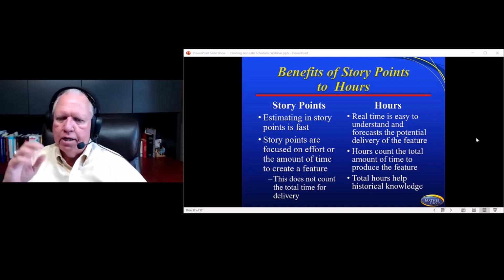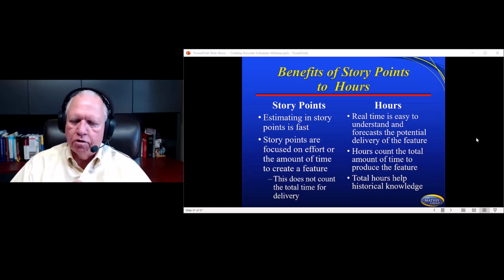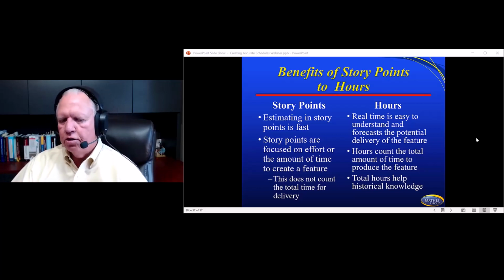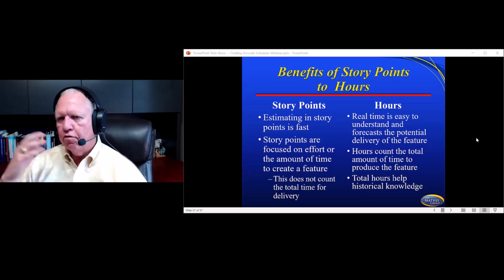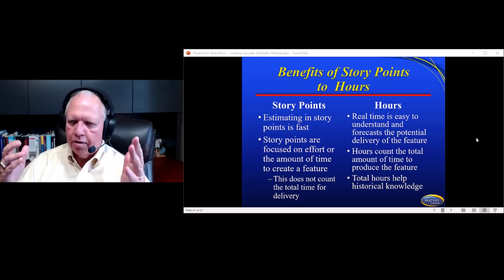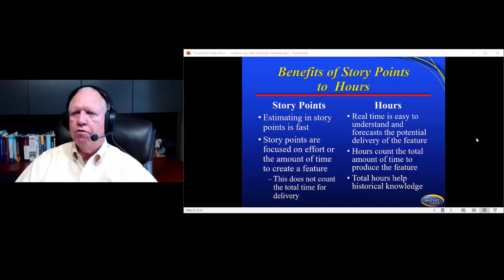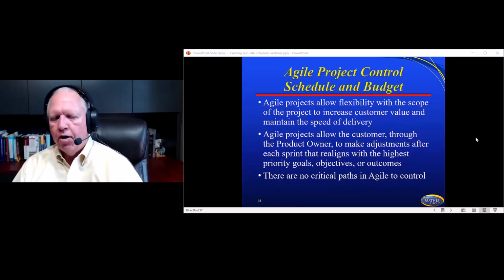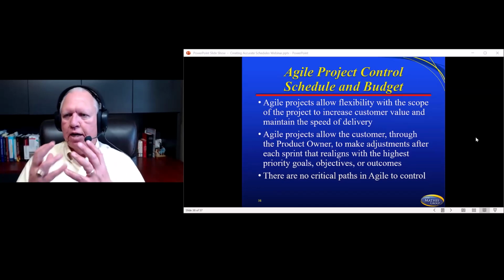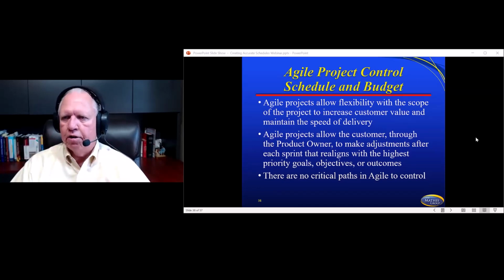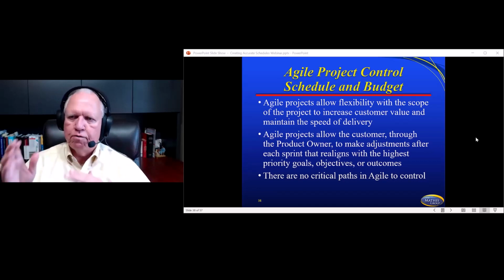And so if we're counting it in hours, real time is easy to understand. You can forecast the potential delivery. Hours can count the total amount of time to produce the entire feature, and total hours can help with historical knowledge. Yes, it's only 8 hours to do this, but it took us 15 hours to get the people free to be able to do all of these pieces. Now, Agile and project control, schedule, and budget are all a little bit connected here. The goal of Agile is flexibility.